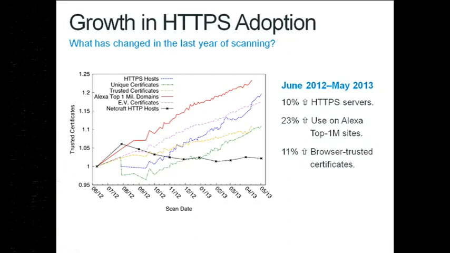During the life of this scan, we see TLS deployment growing dramatically. We see a 10% uptick in the number of servers, a 23% uptick among the Alexa Top 1 Million. We need to encrypt the web. Progress is happening. I hope it will happen more quickly.